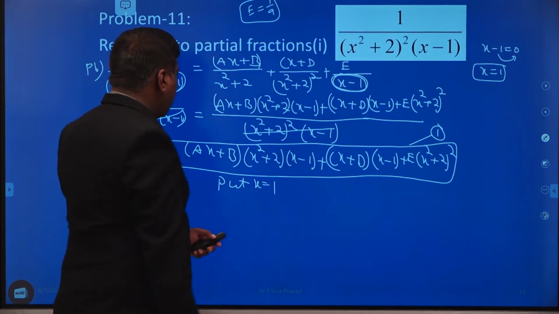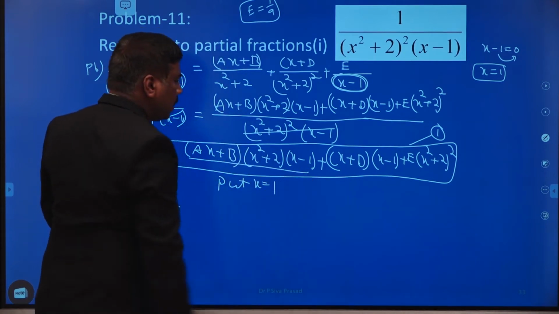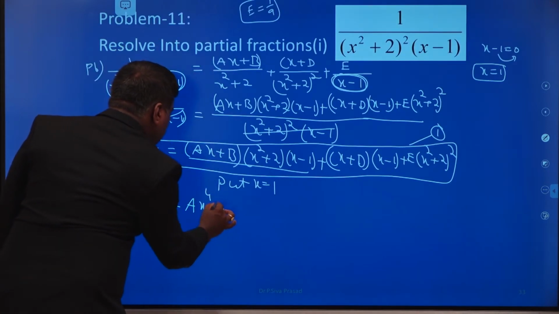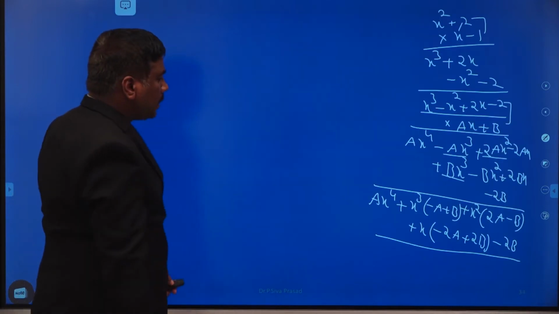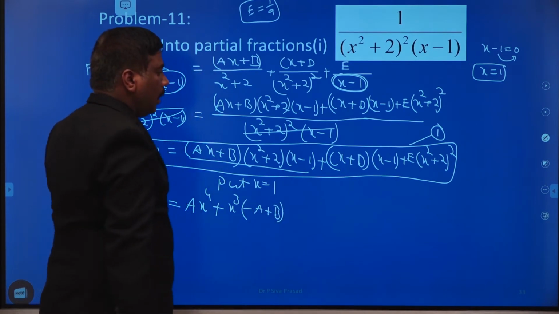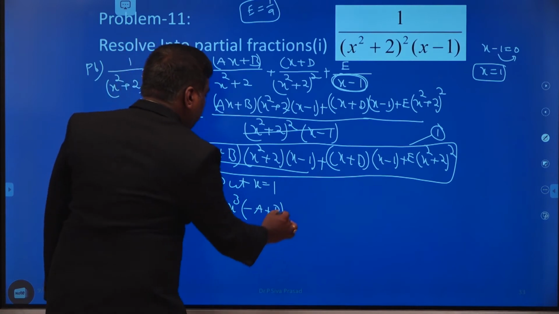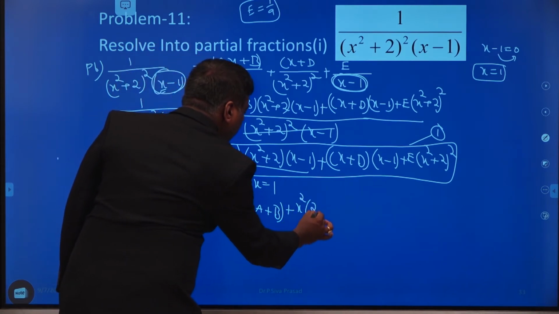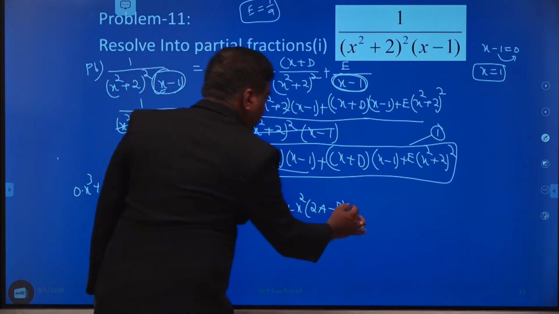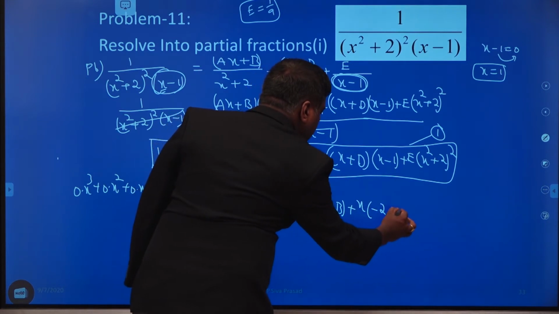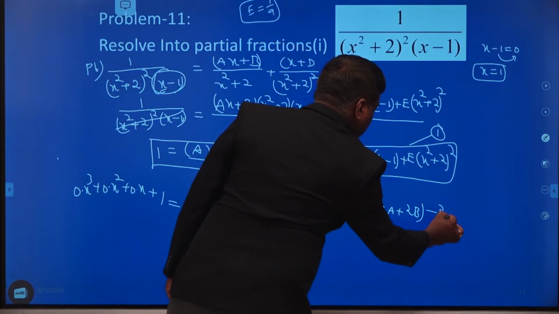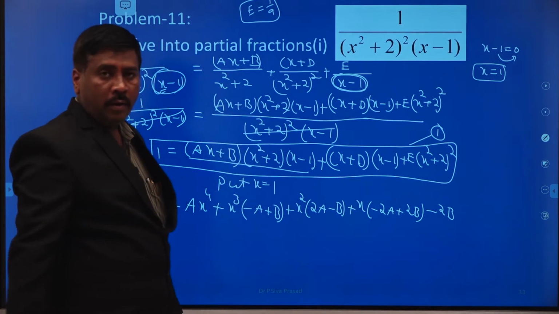So now after multiplying this factor, we'll get ax to the power of 4 plus x cube into (minus a plus b). Next plus x square into (2a minus b). Next plus x into (minus 2a plus 2b). Next minus of 2b. All of you catch my point?